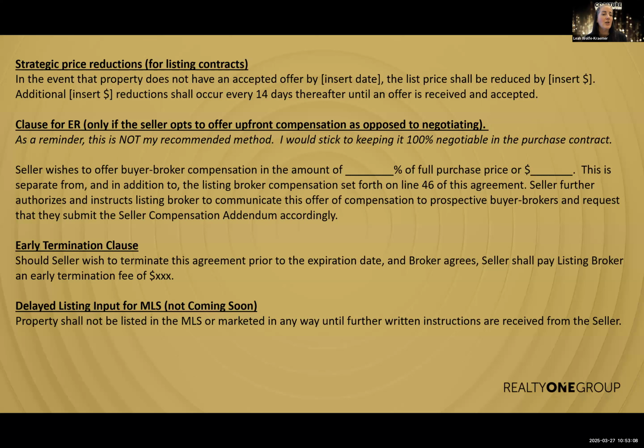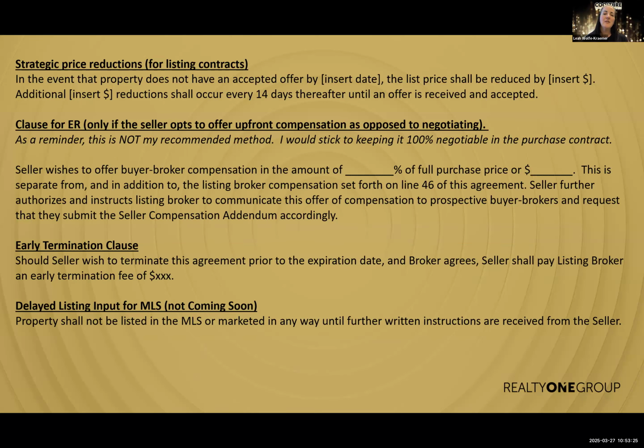So strategic price reductions. In the event that property does not have an accepted offer by such and such date, the list price shall be reduced by however many dollars, and additional number, let's say $1,000 reductions shall occur every 14 days thereafter until an offer is received and accepted.